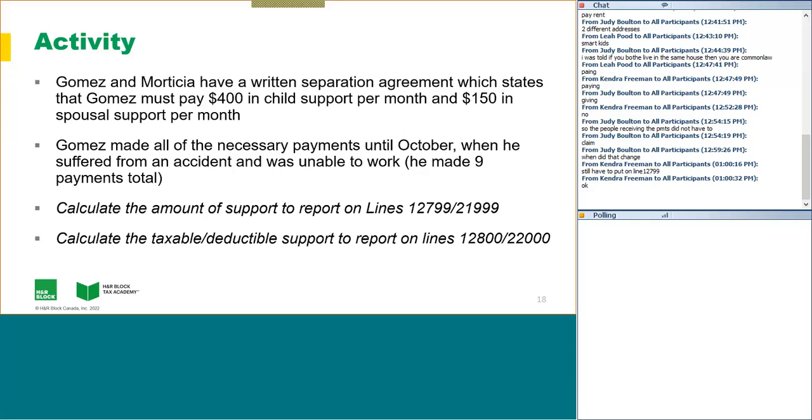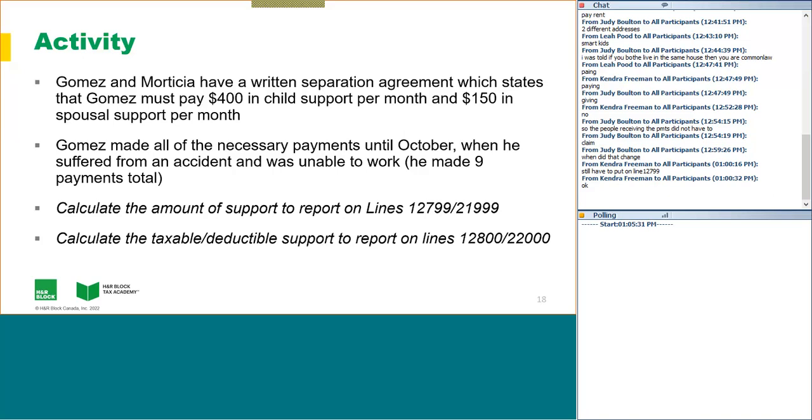Okay, so hopefully you have an idea of an answer. I'm going to do a poll because we want to get through the answers together. I'm going to ask you to choose which of these 3 options is correct. So what will we do on the tax return? So A, the reporting lines will report $6,600. None of it will be taxable or deductible until Gomez catches up on the missing payments.